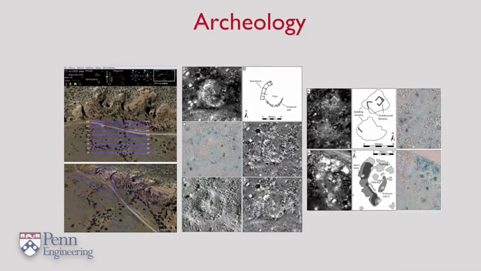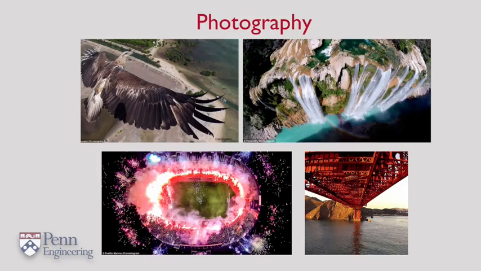Robots like this are being used in archaeology to get three-dimensional information about historical sites, landscapes, getting information about buildings that were built several thousand years ago. They're being used for photography to take breathtaking pictures, obtaining vistas that could not be obtained by human-held cameras.